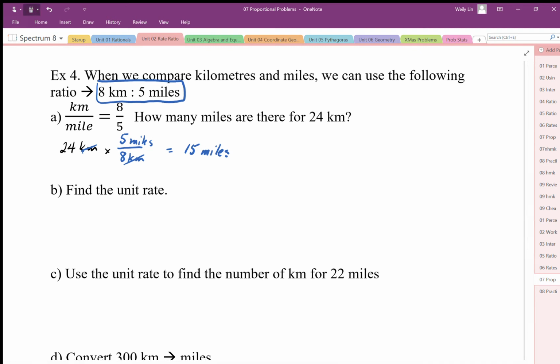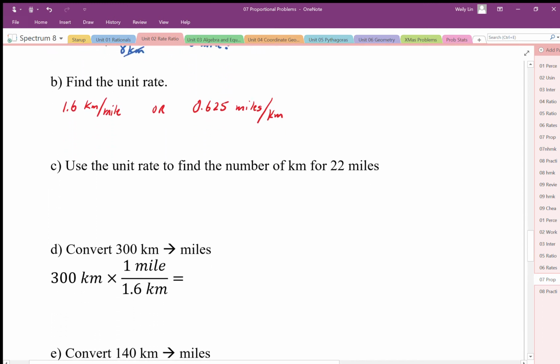Okay, unit rates. Unit rates are when we divide. So when I divide 8 divided by 5, I get 1.6, and the units are going to be kilometers per mile. I could also find the unit rate the other way. 5 divided by 8 is going to give us 0.625. So the other unit rate is 0.625. Now that's going to be miles on top, kilometers on the bottom.